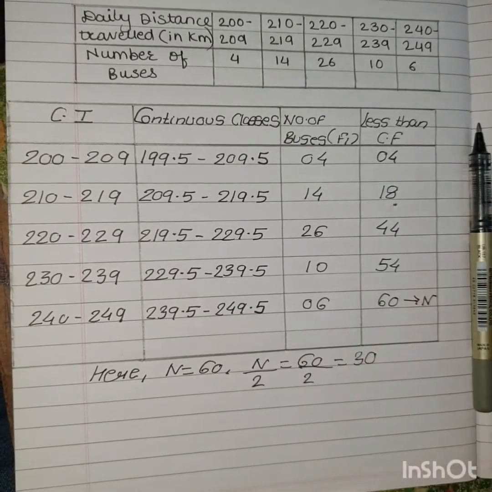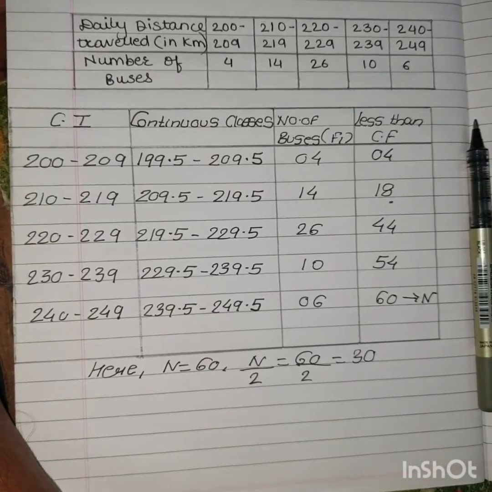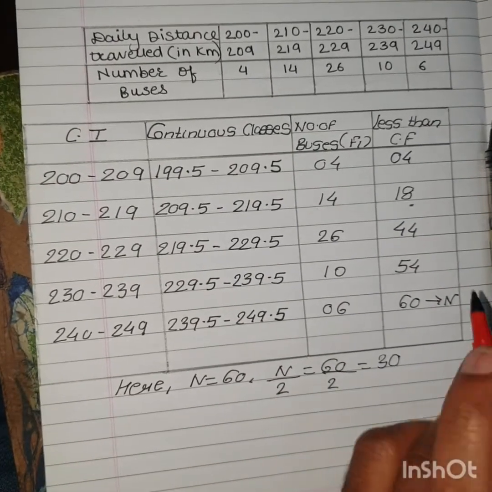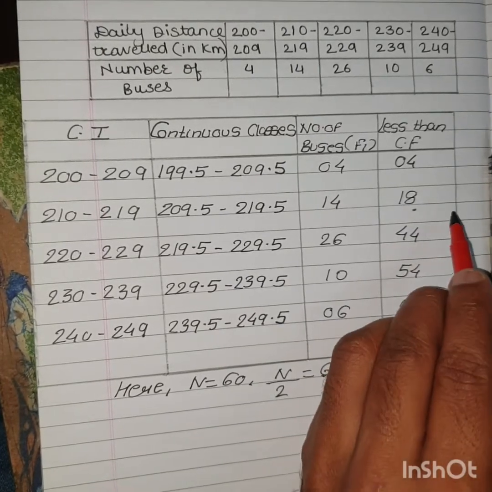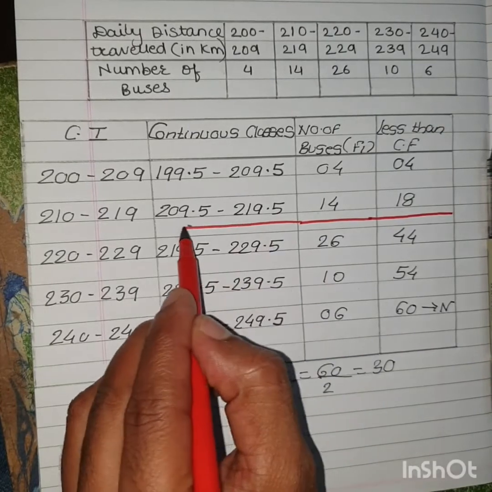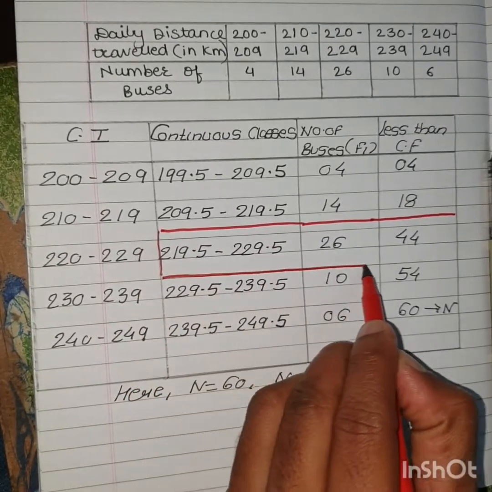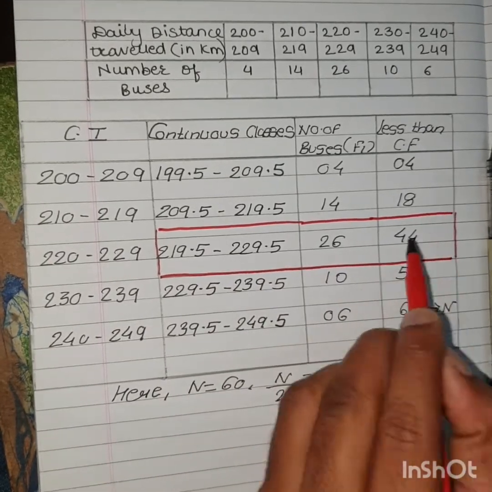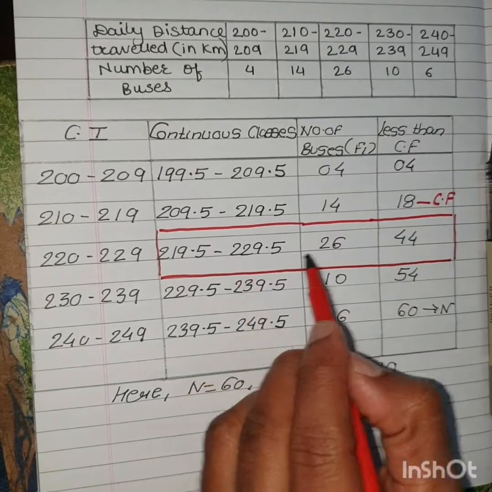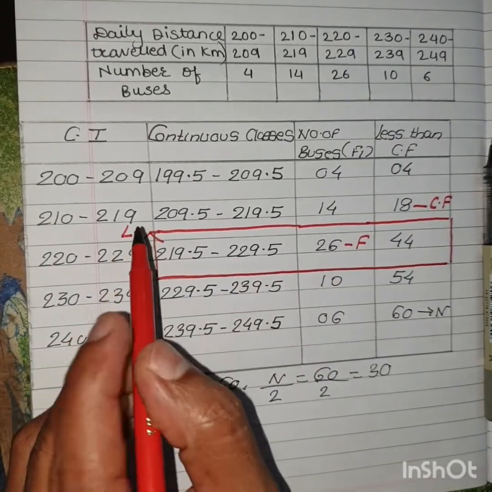Now check the last column of less than CF. Here we don't have any value 30. So go for the first number which is bigger than 30. So in this case it is 44. So this will be our median class. The value before 44 will be our CF. The frequency of the median class will be our F. This will be our L.